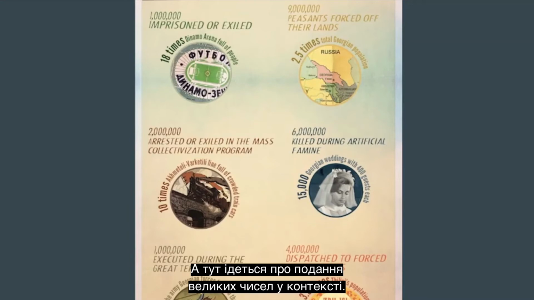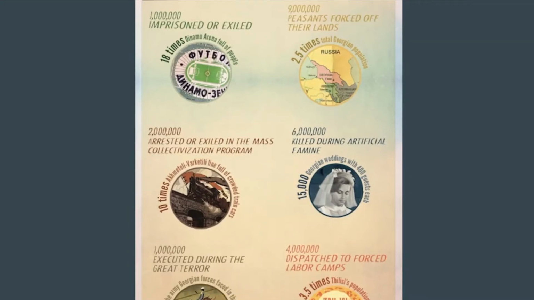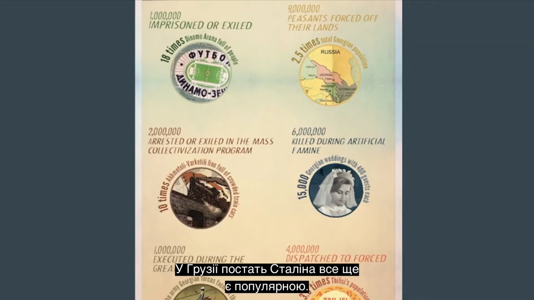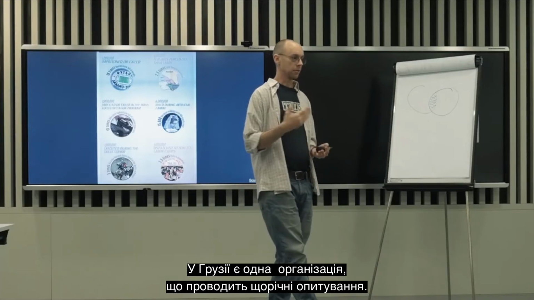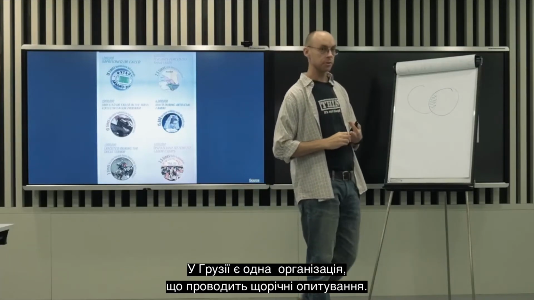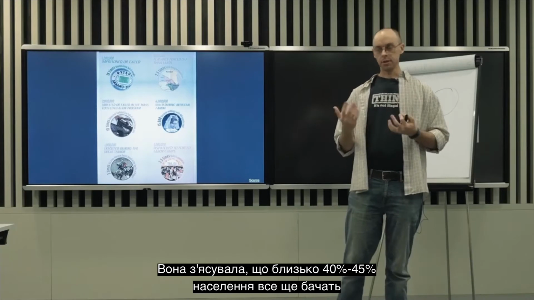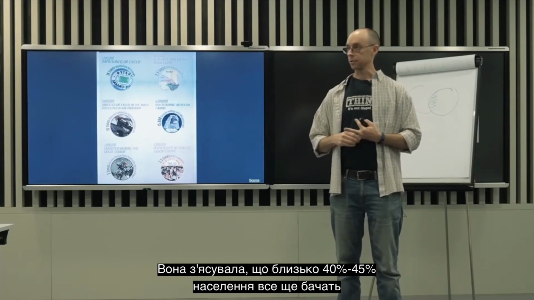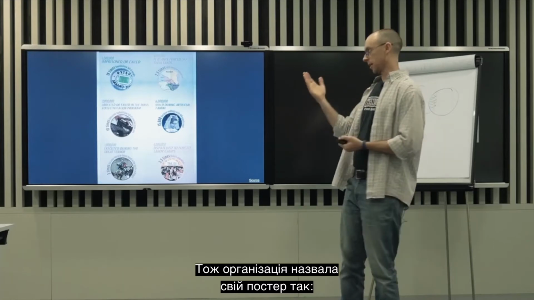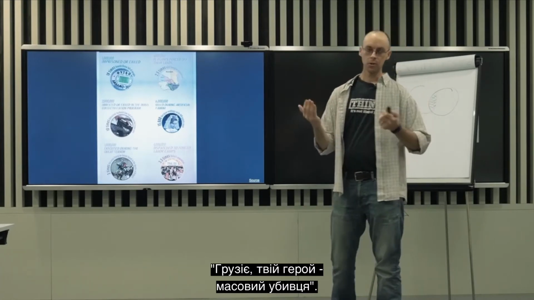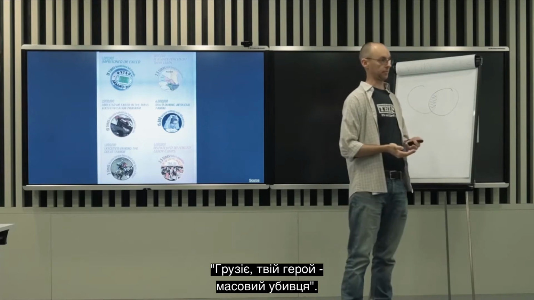This is putting large numbers into context. In Georgia, Stalin is actually still seen as a popular person. He's from Georgia, and so that's primarily why. And there's a local organization that does a yearly survey, and they found that something like 45% still see Stalin in a favorable way. And so the title of this was, Georgia, your hero is a mass murderer.